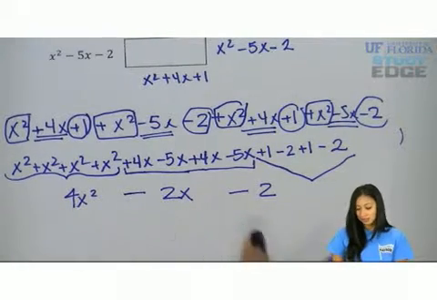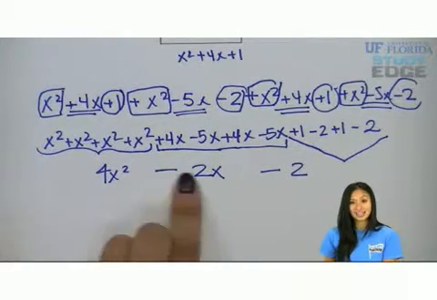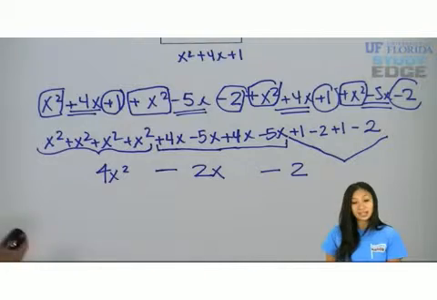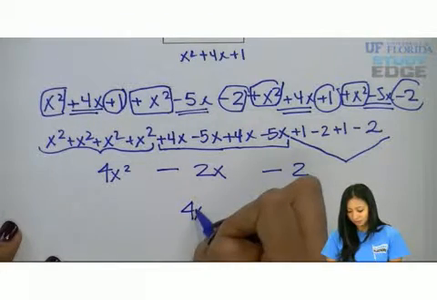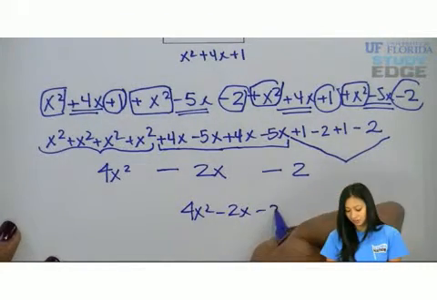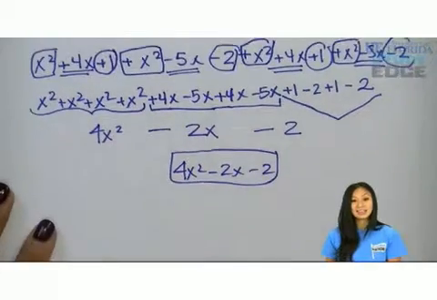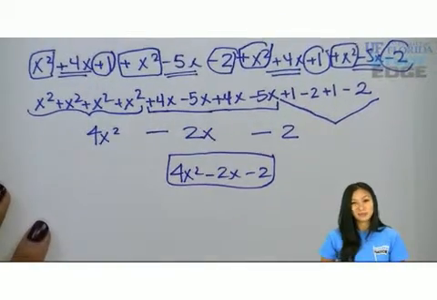4x squared minus 2x minus 2, are those like terms? Let's do a check. Nope. So I can't reduce it anymore. I'm going to rewrite this so it's not all spaced out. That's all I'm doing. That is my final answer. We found the perimeter of that rectangle.